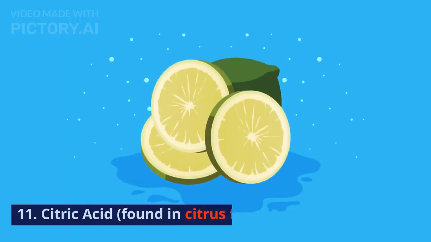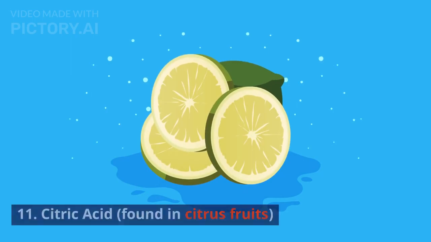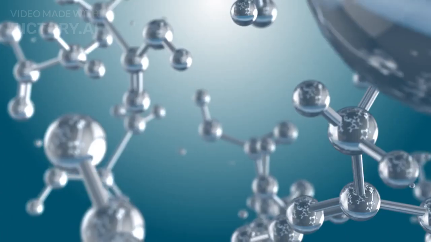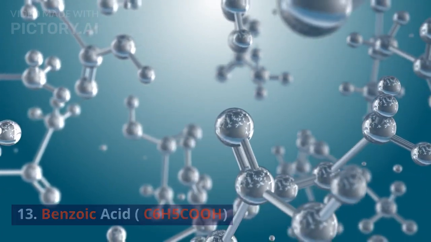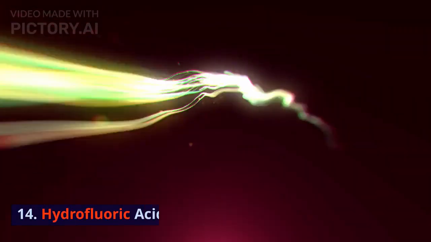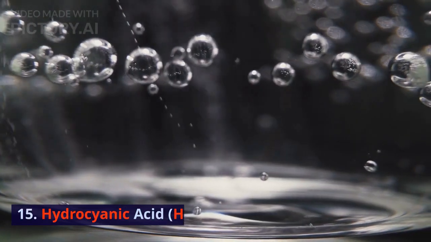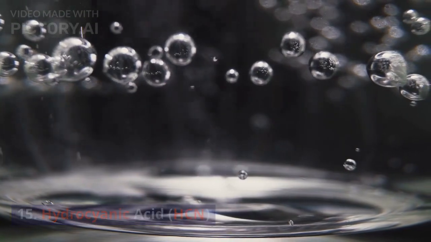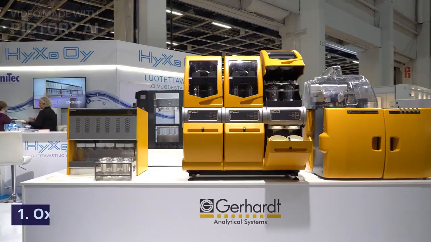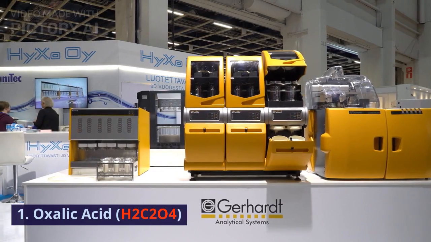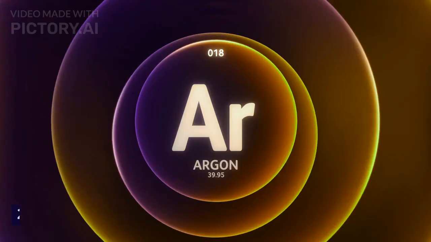Citric acid, found in citrus fruits; formic acid, HCOOH; benzoic acid, C6H5COOH; hydrofluoric acid, HF; hydrocyanic acid, HCN; tartaric acid, found in grapes; oxalic acid, H2C2O4.